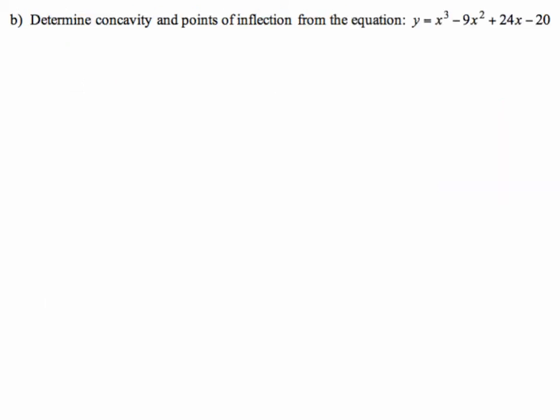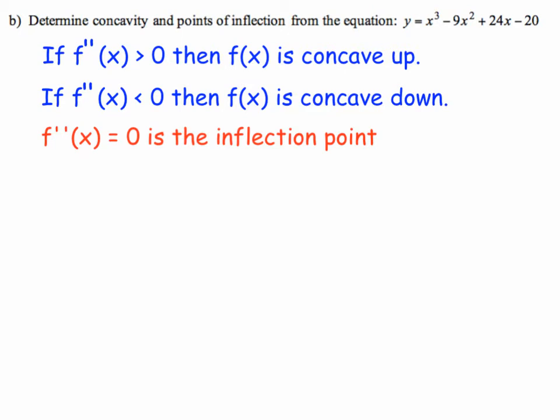So here we're asked to determine the concavity and points of inflection from this equation. So what we'll need to do is we'll need to determine the second derivative. And if the second derivative is greater than 0, then it's concave up. If the second derivative is less than 0, then it's concave down. And when the second derivative equals 0, then we've determined the inflection point.